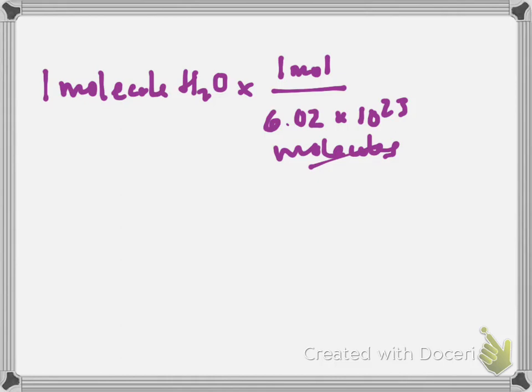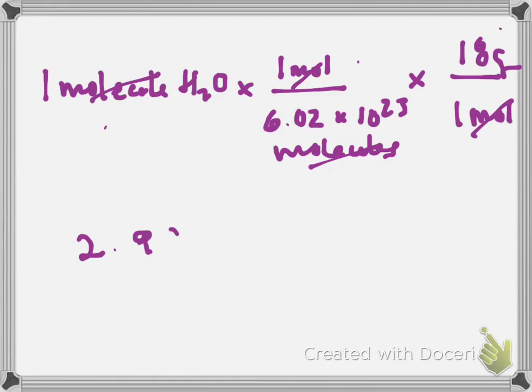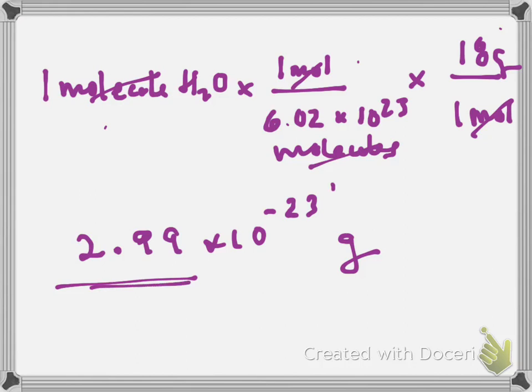Okay? Molecules will cancel out. And then, to go to grams, again, my unit setup is moles need to cancel. And 18 grams per mole is the formula mass of water. So this is really a two-step problem maybe. 1 molecule divided by Avogadro's number multiplied by the formula mass of water. Bottom line, the answer is 2.99 times 10 to the negative 23rd grams. A really, really, really small number, which makes logical sense.